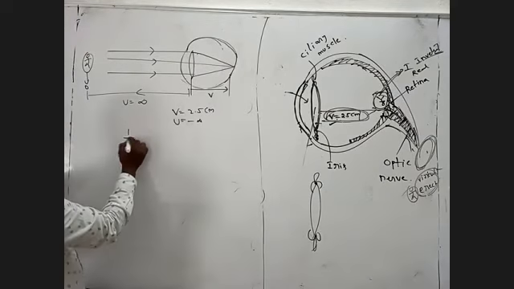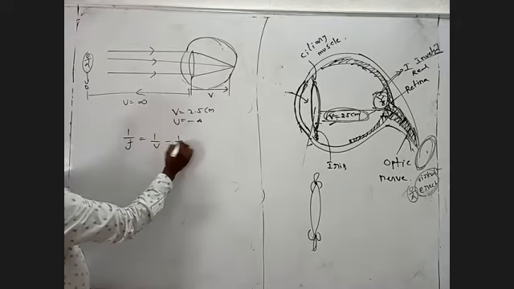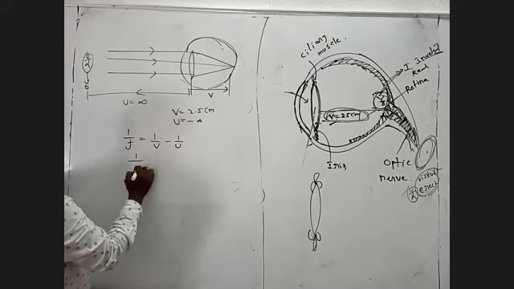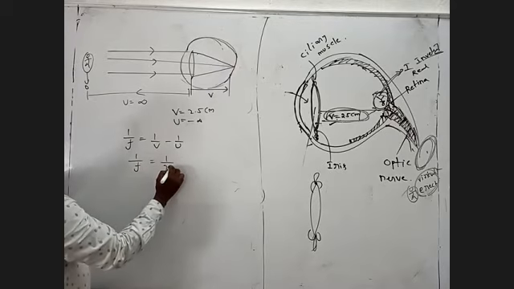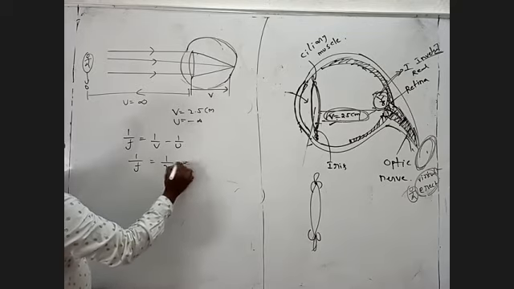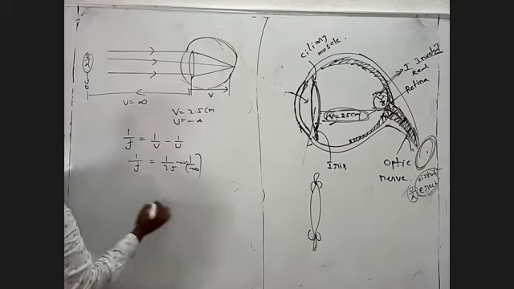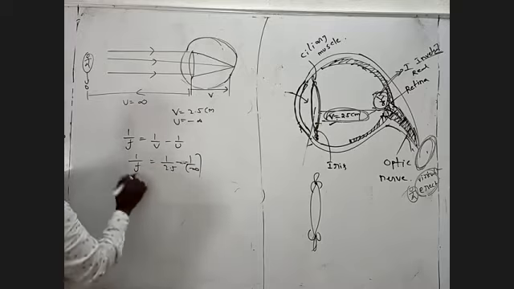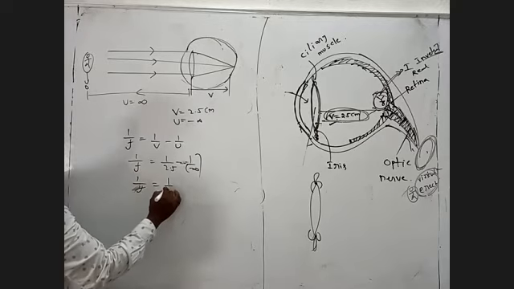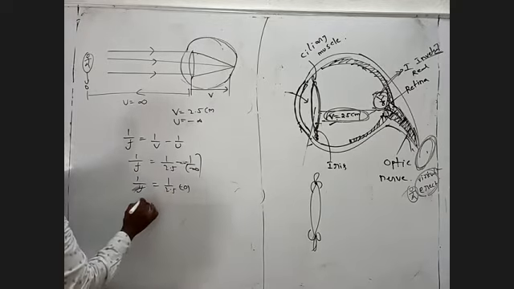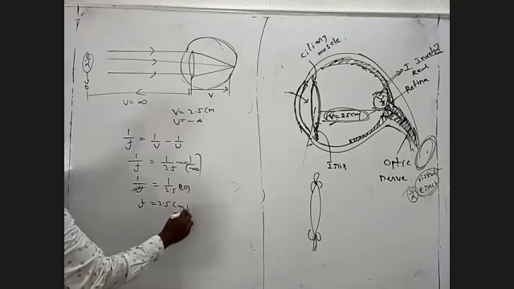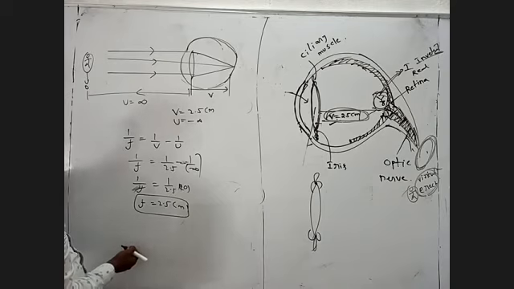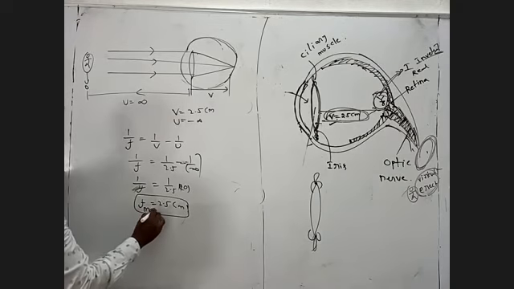Using the lens formula, 1 by f is equal to 1 by v minus 1 by u. So 1 by f is equal to 1 by 2.5 minus 1 by minus infinity. This term is 0. So f is equal to 2.5 centimeters. This is the maximum focal length.